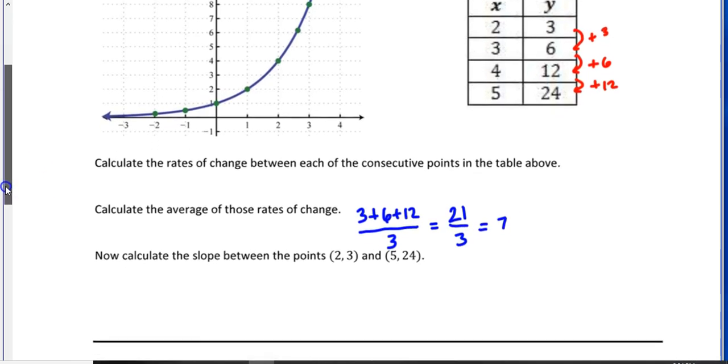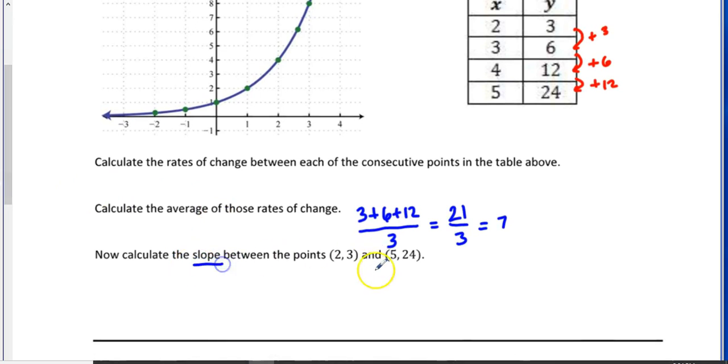Okay, well, let's find the slope between points 2, 3, and 5, 24. In other words, this is my point 2, this is my point 1. So when I talk about slope, I'm talking about y2 minus y1. Okay, I'm talking about 24 minus 3, all over x2, which is 5, minus x1, which is 2. Okay, so we've got 21 up top, 3 on the bottom.